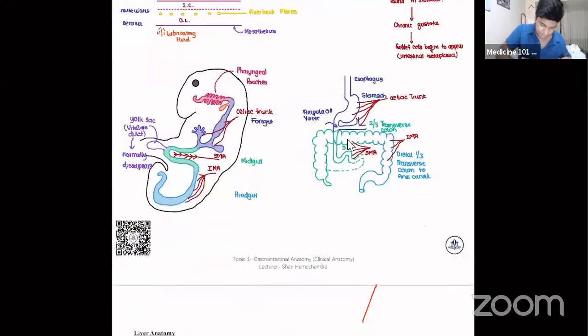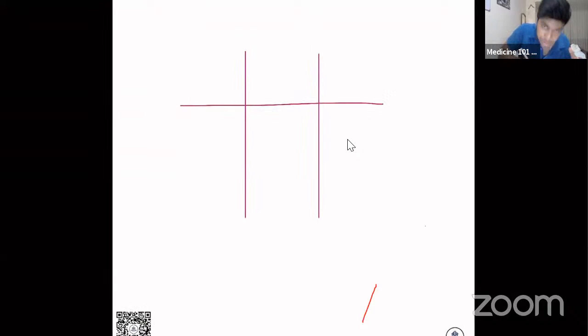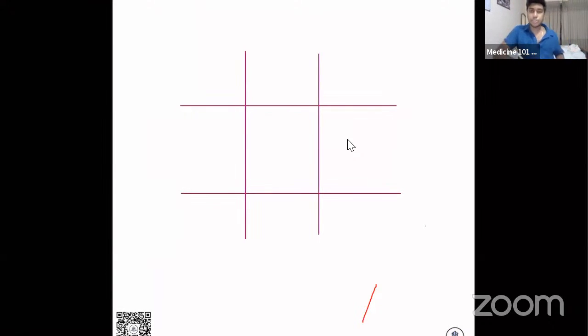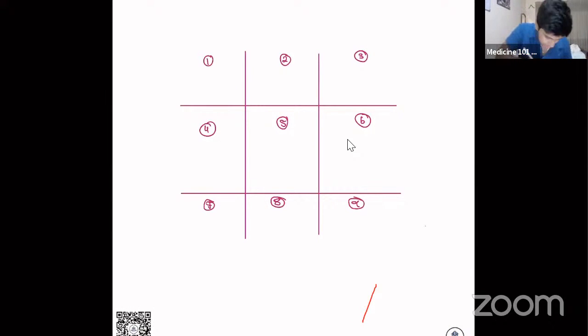Before that, the anatomical thing that most people forget, most people don't really focus on. I hope you guys know what this checkers board is, this tic-tac-toe board is. Where is the epigastric region? Let's label some regions. Where is the epigastric region? Two. This is the epigastric region.